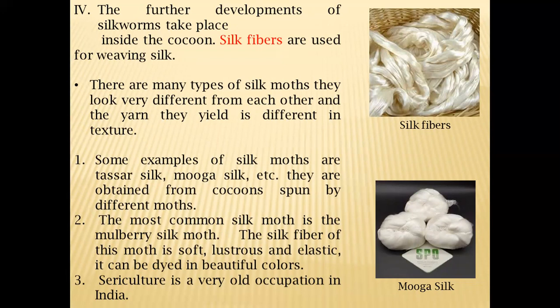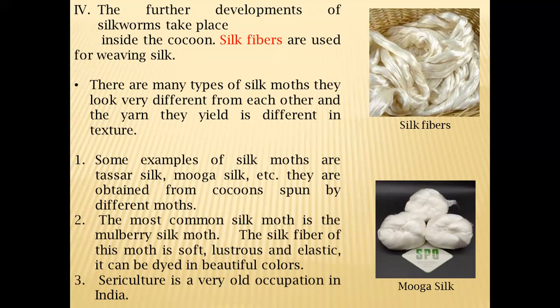Some examples of types of silks are tassar silk, muga silk, mulberry silk. If you ask about the types of silk to your grandma or mother, they usually know more about this, as these types of silks are usually woven into saris.